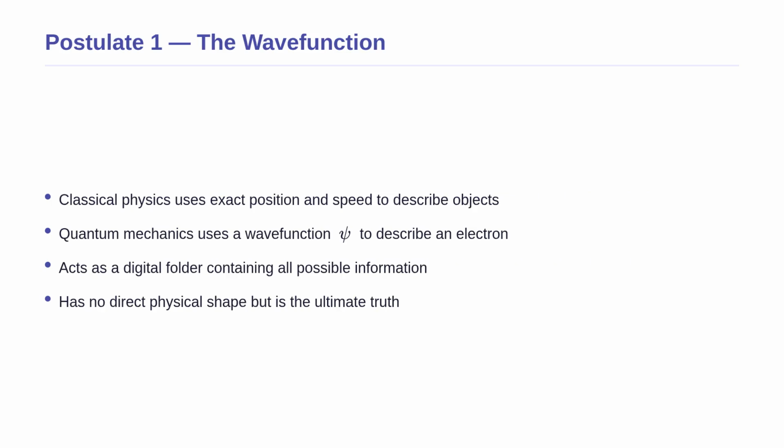To begin our journey into quantum mechanics, we must first understand how to describe our player, the electron. In classical physics, we can pinpoint a baseball's exact position and speed. However, in wave mechanics, this is impossible. Instead, we use a wave function, represented by the Greek letter psi. Think of the wave function as a massive digital folder containing every single piece of information that can possibly be known about that electron. While it does not have a direct physical shape you can touch, it is the ultimate source of truth for the quantum system.